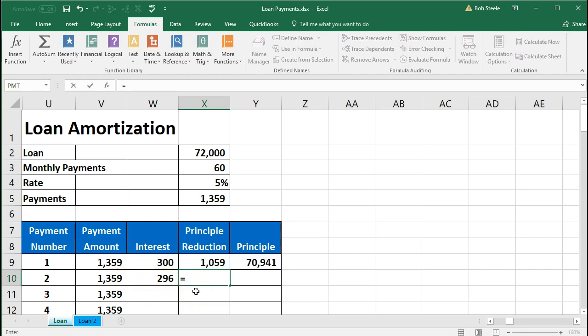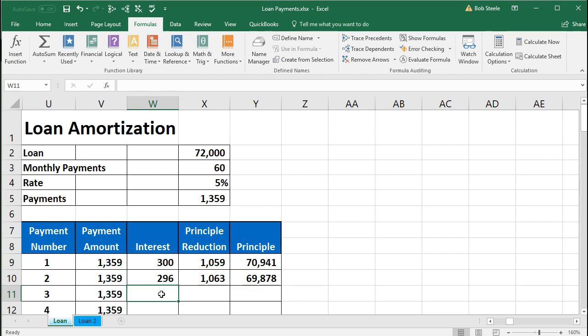Therefore, the reduction in principal is the payment amount, which is the same, minus the reduced interest portion, meaning that the reduction in principal goes up by a little bit as well. So now here's the prior principal, $70,941, minus this amount, and that gives us our new principal. We'll do this one more time, and then we won't do this 60 times, don't worry.